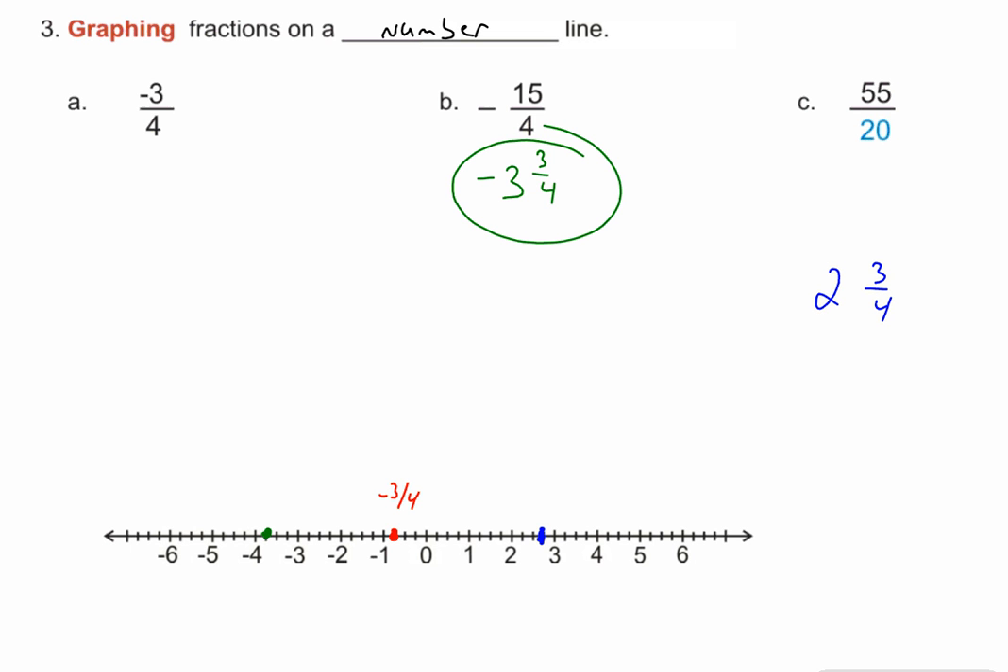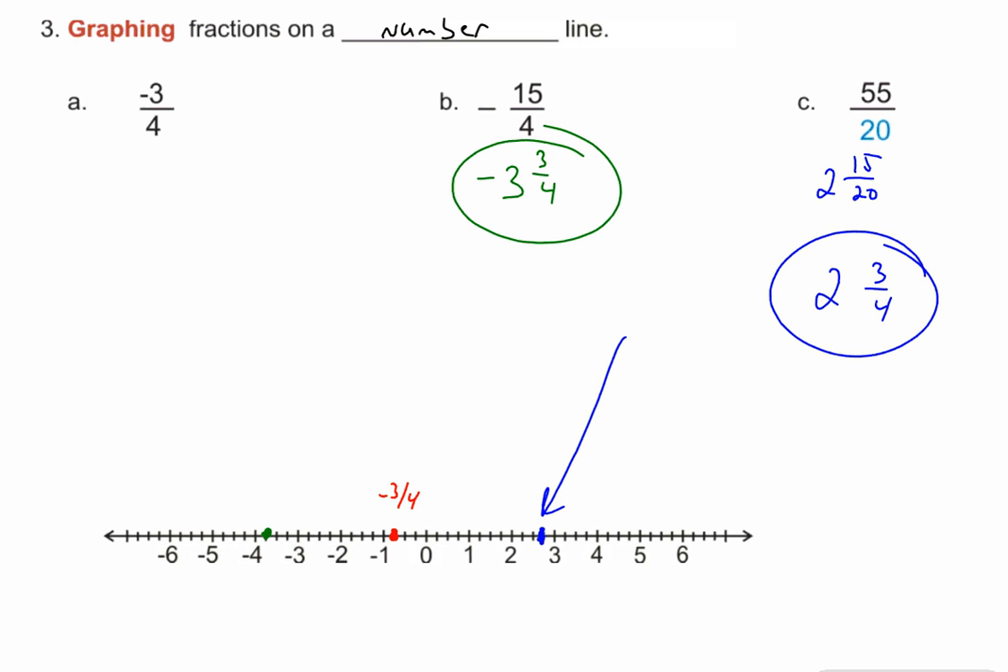Now, if it is 2 3/4, did he graph it correctly? Yes, if it is 2 3/4. Let's see if it is. 20 goes into 55 how many times? 2. And how many are left? 15. And when you reduce 15 out of 20, what do you get? 2 and 3/4. He is correct. Right? It just so happens I did all of them with 3/4.